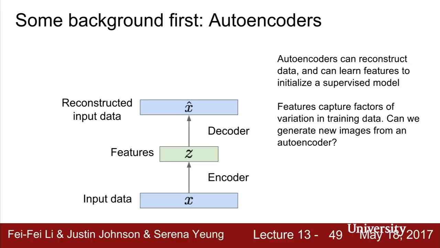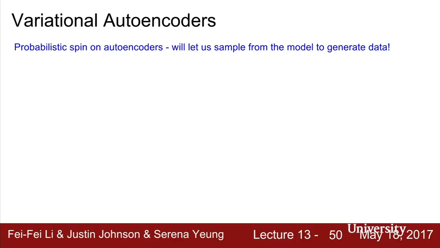Okay, so we saw that autoencoders are able to reconstruct data and, as a result, learn features that we can use to initialize a supervised model. And we saw that these features that we learn have this intuition of being able to capture factors of variation in the training data. Right, so based on this intuition that we can have this latent vector z, which has factors of variation in our training data, now a natural question is, well, can we use a similar type of setup to generate new images? And so now we'll talk about variational autoencoders, which is a probabilistic spin on autoencoders that will let us sample from the model in order to generate new data.